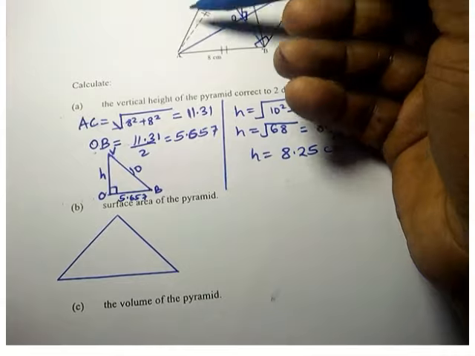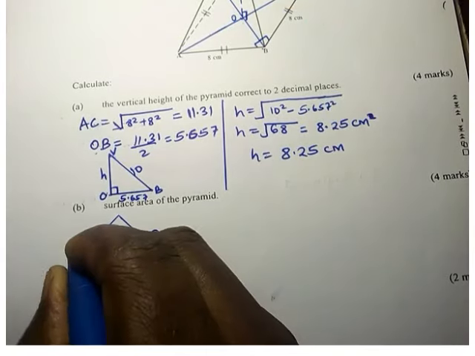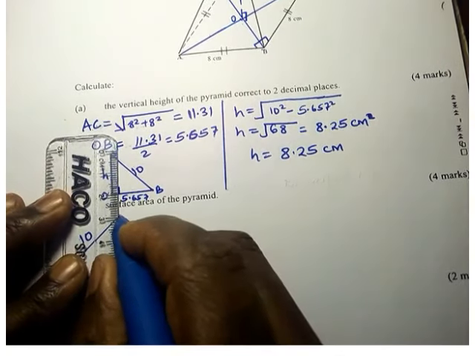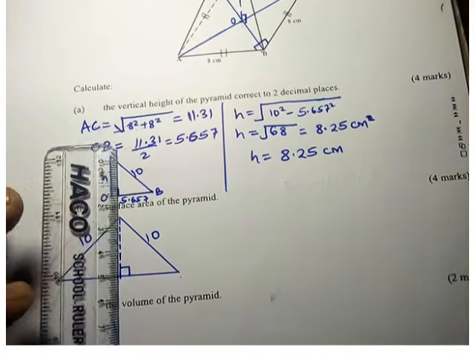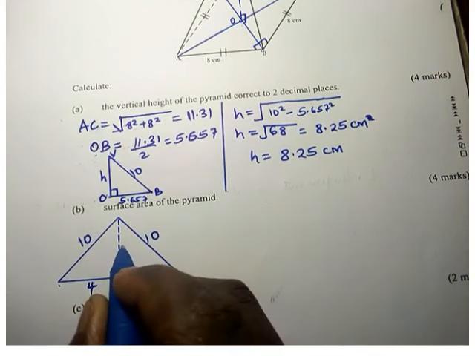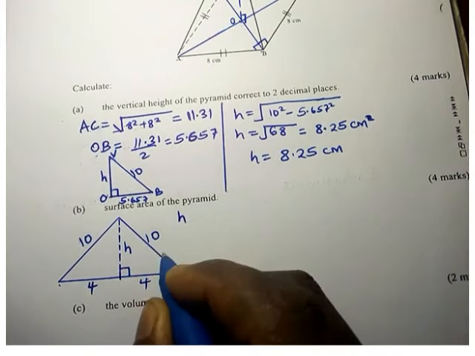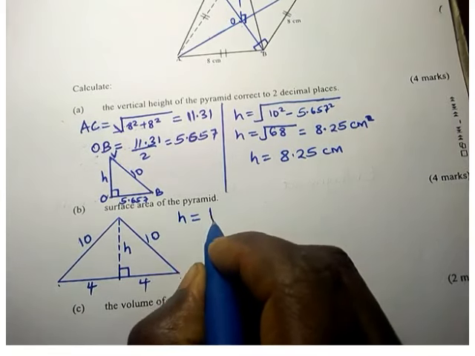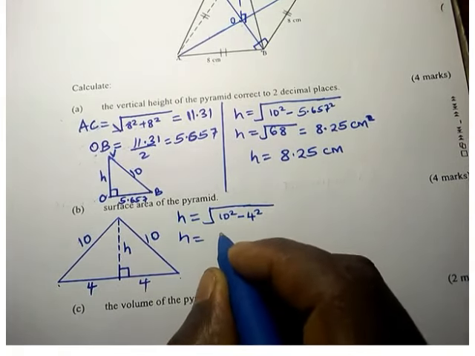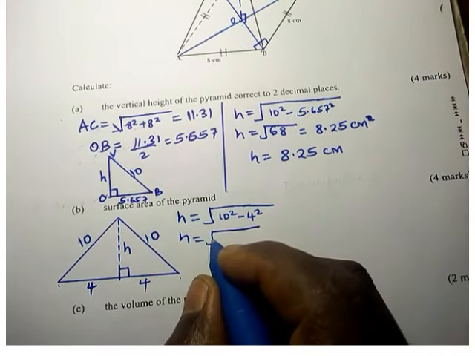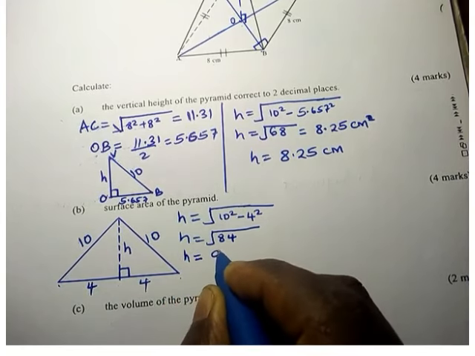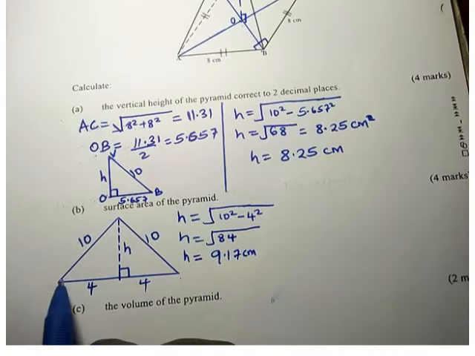So I have drawn one face, whereby this slant height is 10 centimeters, and this one is 10 centimeters. But from here up to here is 8 centimeters, meaning if I drop a perpendicular height here, I will have this one as the right angle triangle, and this is 4. This one is going to be 4, right? So I will use these relations to get the height here. So h is equal to the square root of 10 squared minus 4 squared. So the height here is going to be the square root of 84, and the h is equal to 9.17 centimeters.